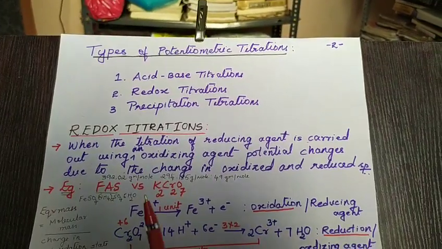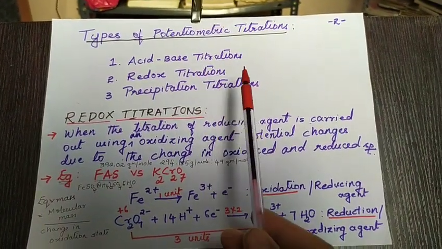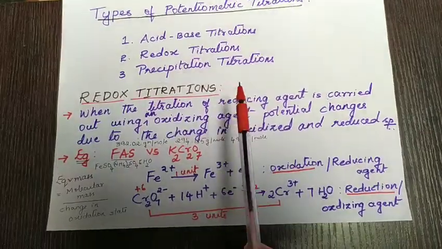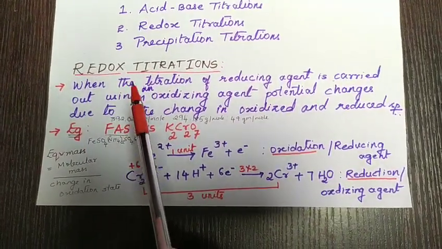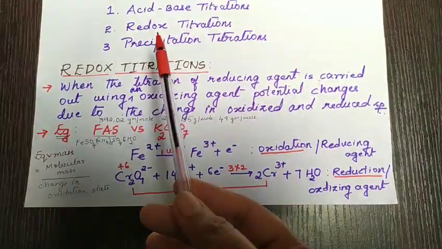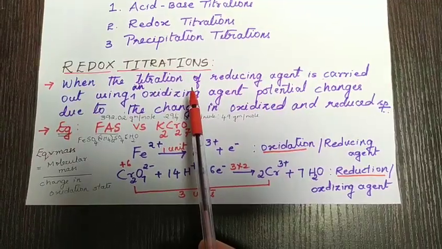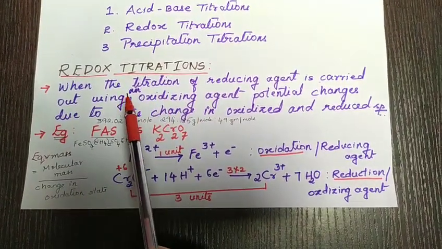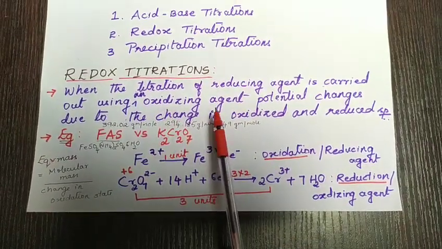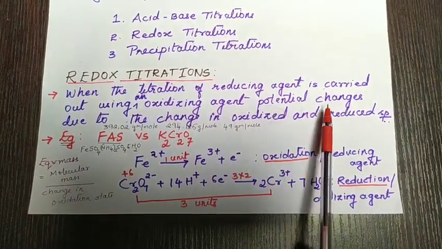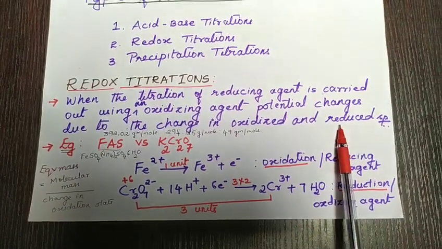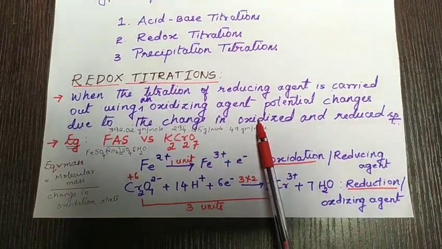There are three types of potentiometric titrations: acid-base titrations, redox titrations, and precipitation titrations. So I am going to describe the redox titrations. What is a redox titration? That involves simultaneous reduction and oxidation reactions. When the titration of a reducing agent is carried out using an oxidizing agent, the potential changes due to the change in oxidized and reduced species. And this is the simple definition of redox titrations.